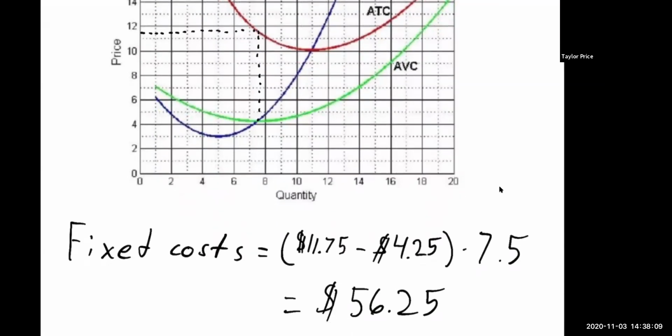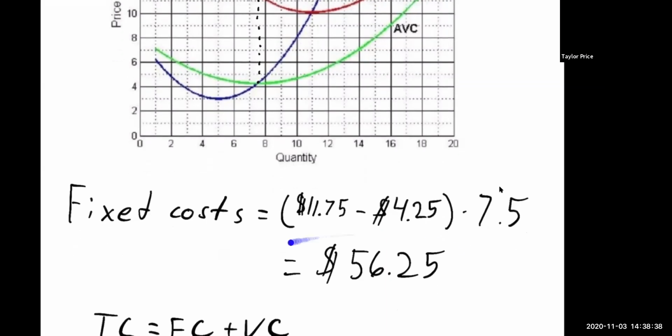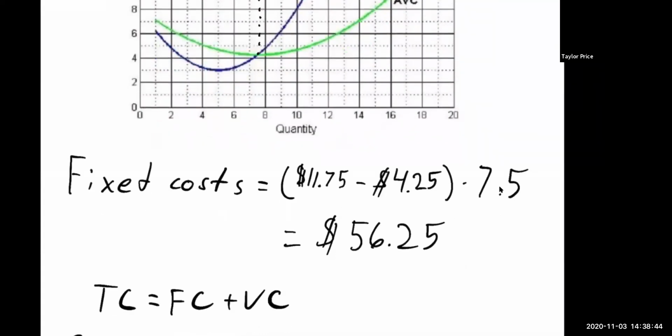For this problem, I approximated it just because it's not exactly clear where it is. So I said it's 1175 minus 425, which I believe is this point here and this point here. It could be 11, it could be 4, it kind of depends, but in this case approximation is okay. Then I multiplied it by the quantity, which in this case looks like about 7.5. That gives us 56.25, which we will round to, in this case, $56.